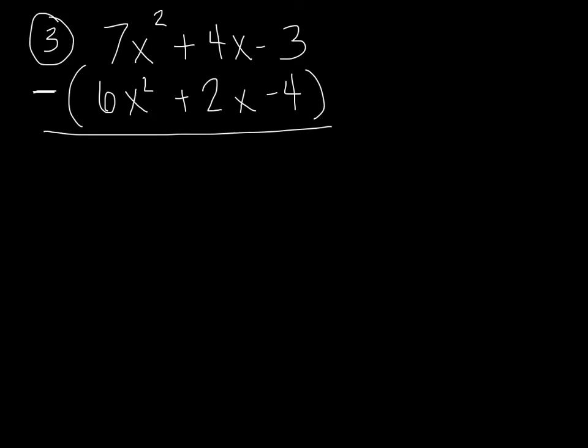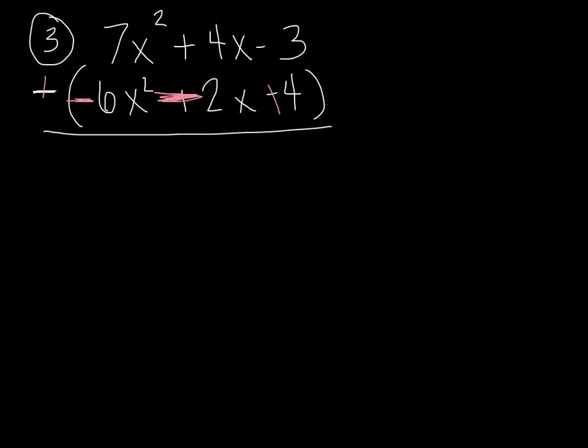This is the same thing as the last one we just saw, except it's written up and down. It's the same thing. We're subtracting, so we're going to distribute that negative sign. So this 6x to the second has become negative. This 2x is going to become negative 2x. That negative 4 is going to become positive 4. Now we're just adding. Add straight down.